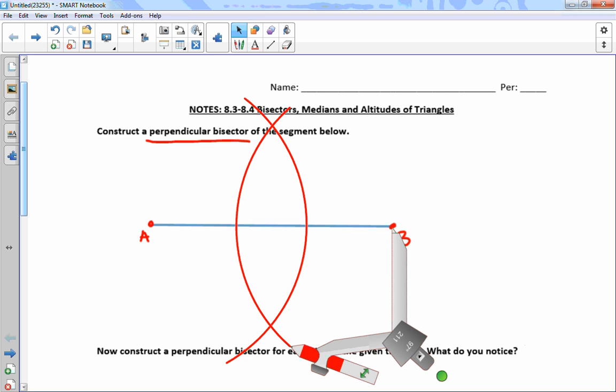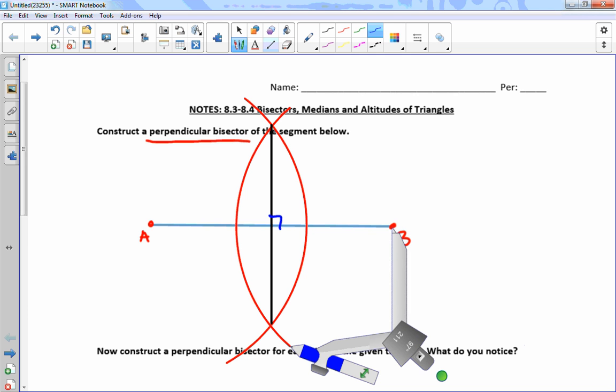Precision is important in what we're doing today. Make sure you perfectly line up with your ruler the points where the arcs intersect, and that the lines will intersect each other at a perpendicular angle.